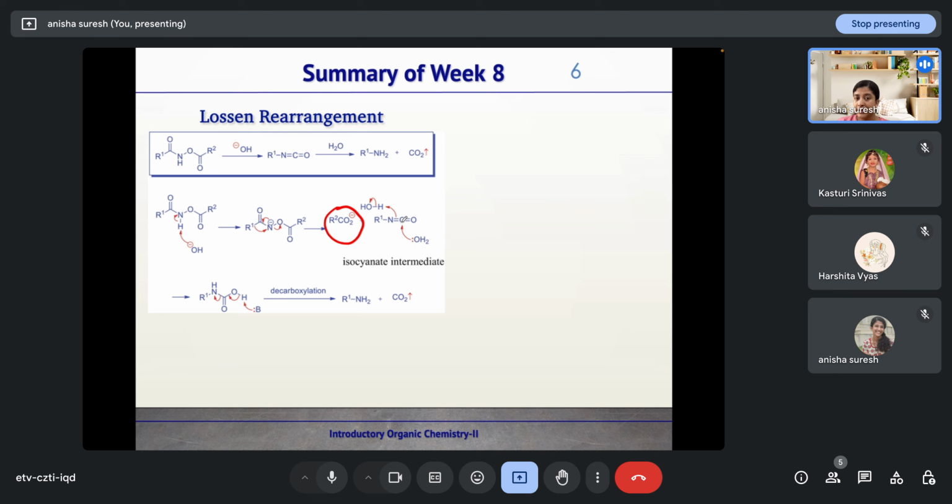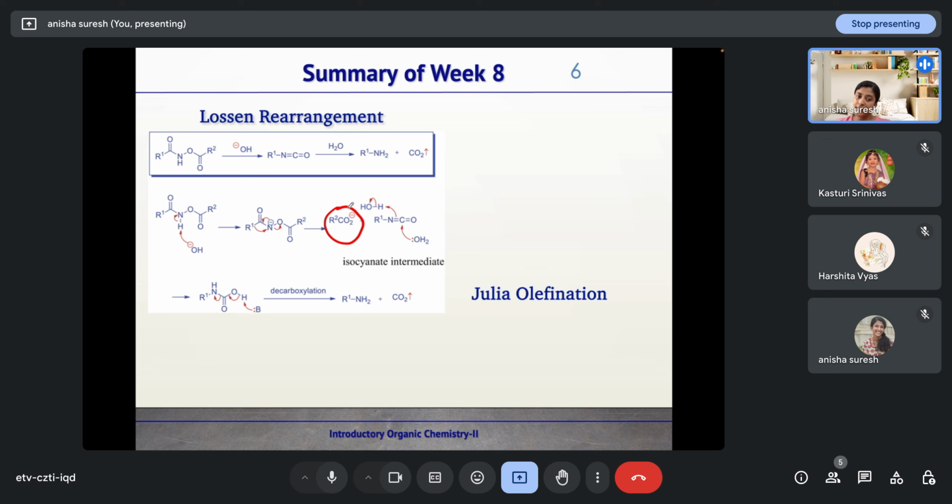Now the water can attack on this carbon of the isocyanate, leading to the formation of this acid. Upon decarboxylation, in this fashion the proton will be abstracted, this bond will get broken, and this bond will get broken, leading to the formation of an amine, and CO2 will be removed. So this is the mechanism for the Lossen rearrangement. Here also the isocyanate is the common intermediate.